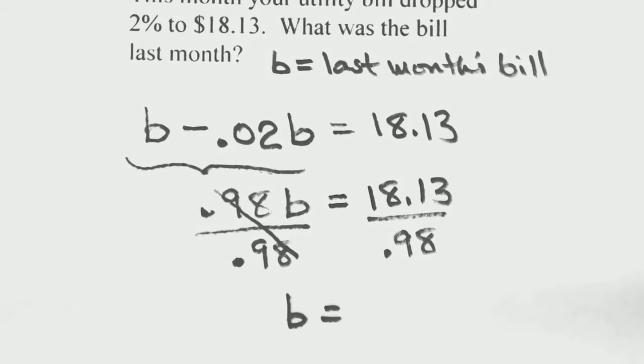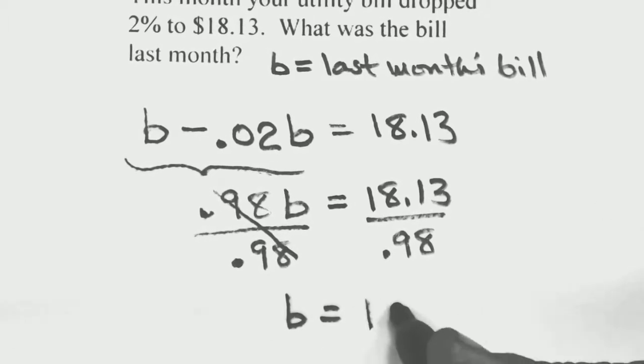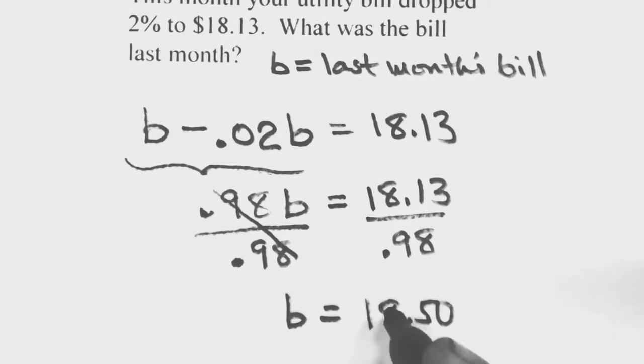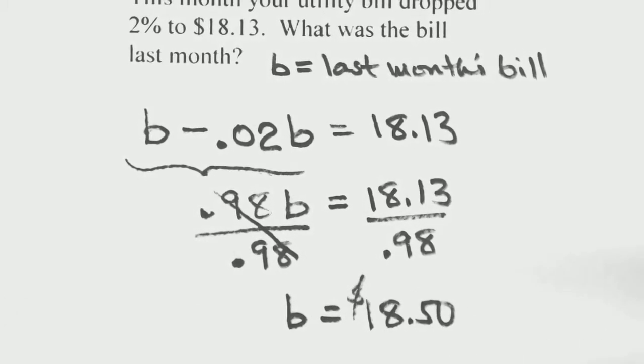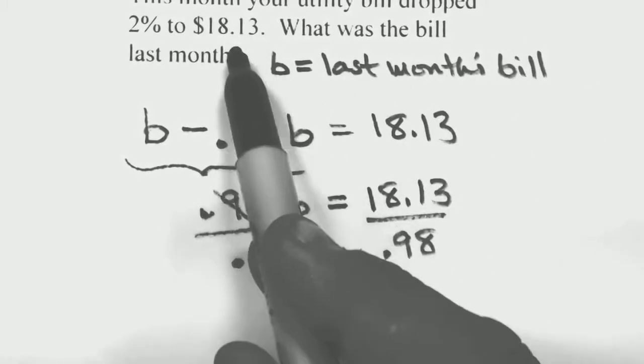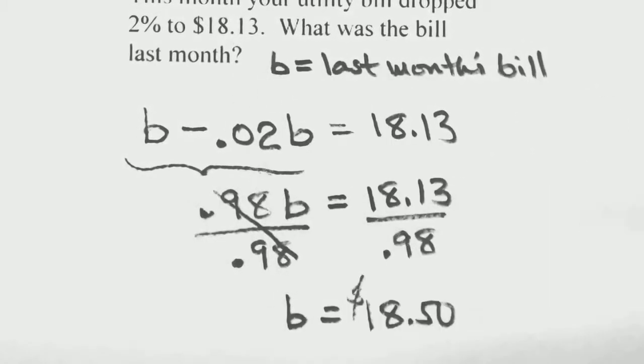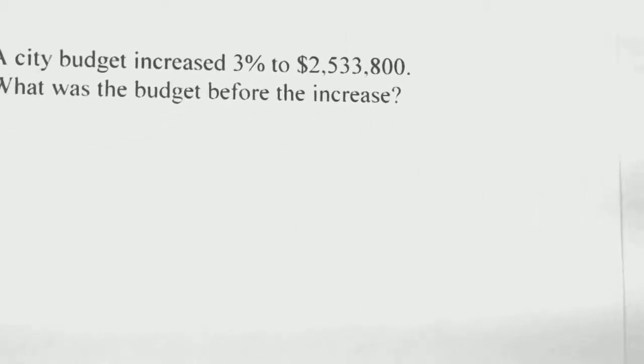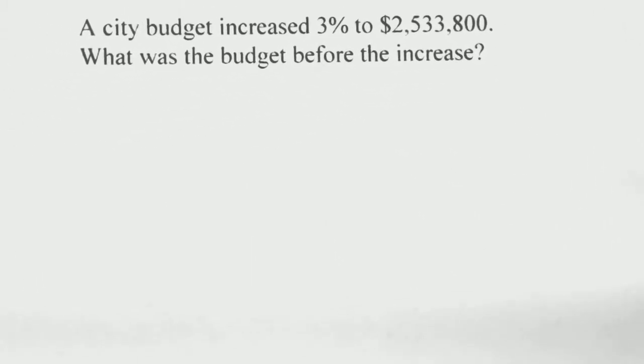And now let's go ahead and get our calculator again. We've got 18.13, and I'm dividing that by 0.98. Okay, and we end up with $18.50. Don't forget, of course, to label it with the dollar sign. That's what your bill was last month. If it went down 2% this month, then it's at the $18.13. Okay, well, let's look at one last example here.